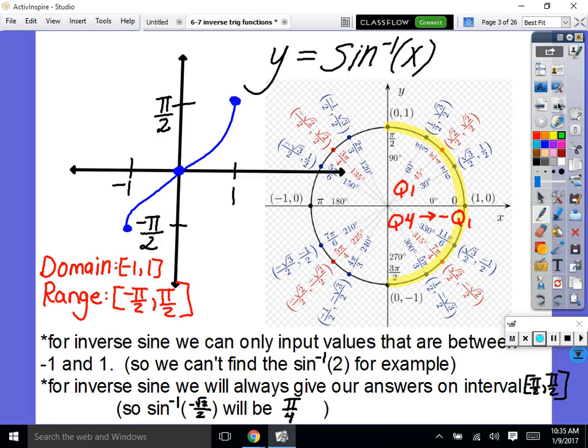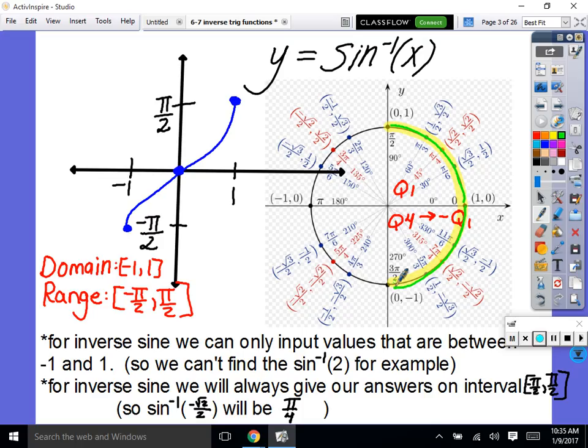Wow, isn't that cool? Now here's the interesting part. So we know range is actually our output. You put something in, you get an answer out, correct? Output. So all of our answers are going to be in quadrant 1 or in quadrant 4. But really, when I say quadrant 4, I really mean negative quadrant 1. So because our range goes between pi halves and negative pi halves, all of our answers are going to be either in this quadrant or this quadrant.